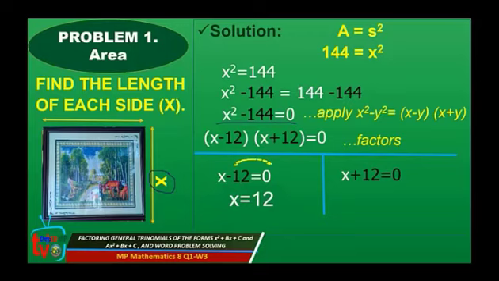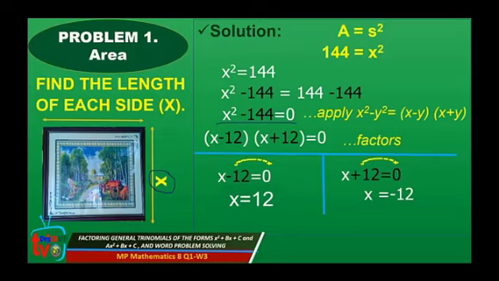Similar to the second equation, we transpose positive 12 to the right side of the equation. So it becomes x is equal to negative 12. Do not forget that when you transpose a certain number or a certain term to the other side of the equation, always change the sign to its opposite sign.